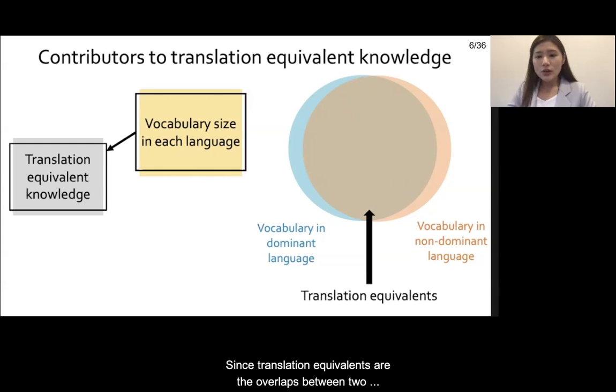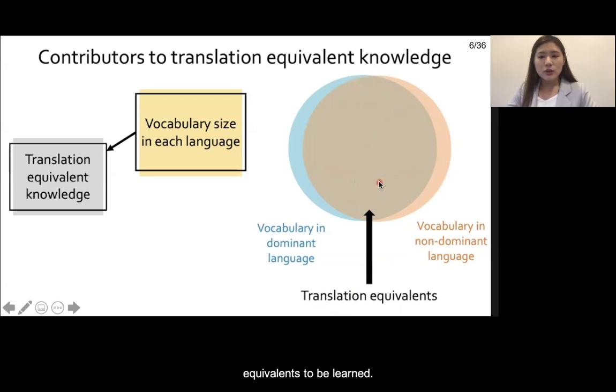Since translation equivalents are the overlaps between two languages, the number of translation equivalents will, in theory, be constrained by the number of words a bilingual knows in each language. For example, for a child who knows a similar number of words in each language, there will be more potential for some of those words to overlap, leading to a higher number of potential translation equivalents to be learned.